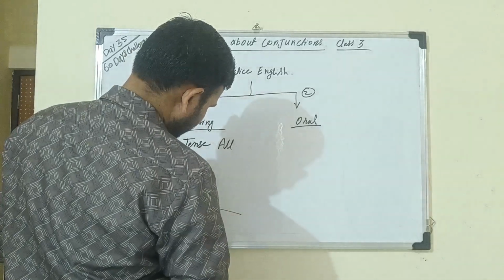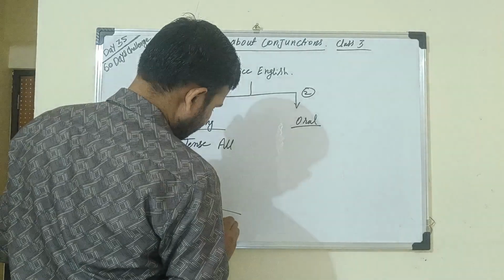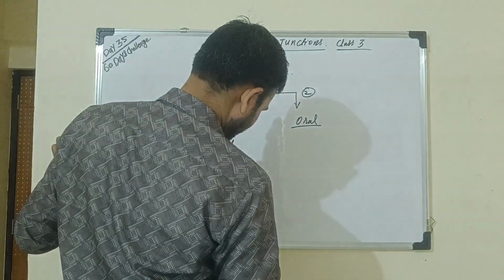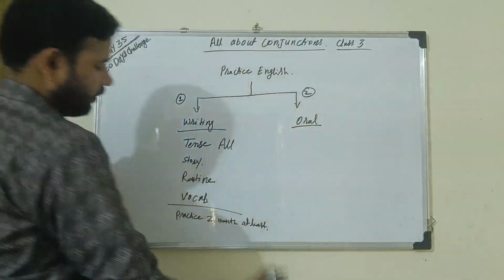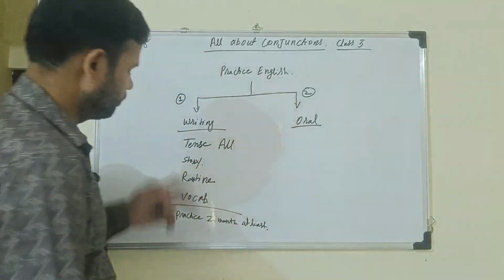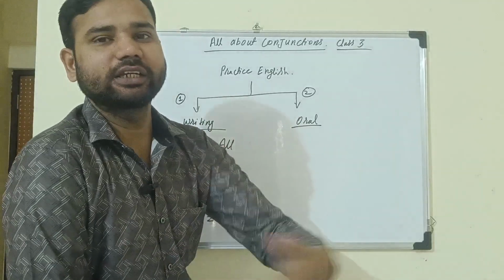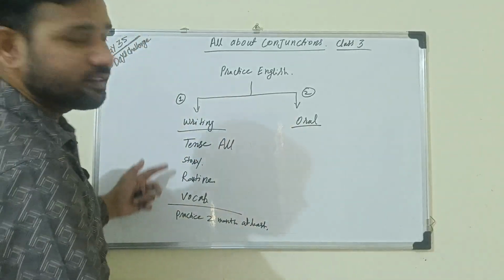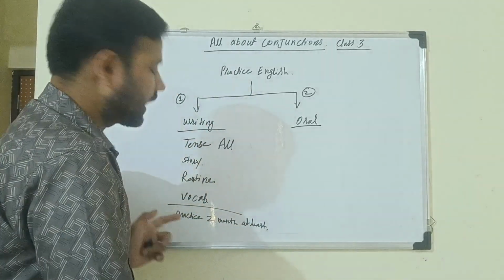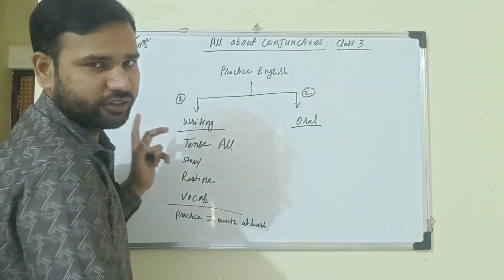Vocab. Practice for at least 2 months. If you practice for 2 months, then you will be able to speak fluently and confidently. So these are some methods to improve or practice your spoken English through writing. This is the first method which you have to follow: writing.